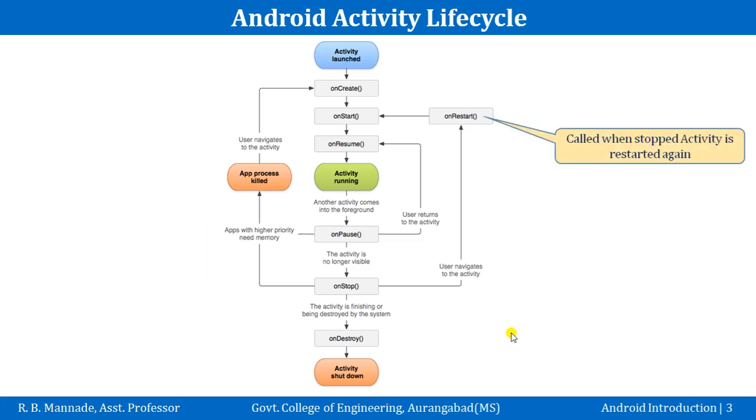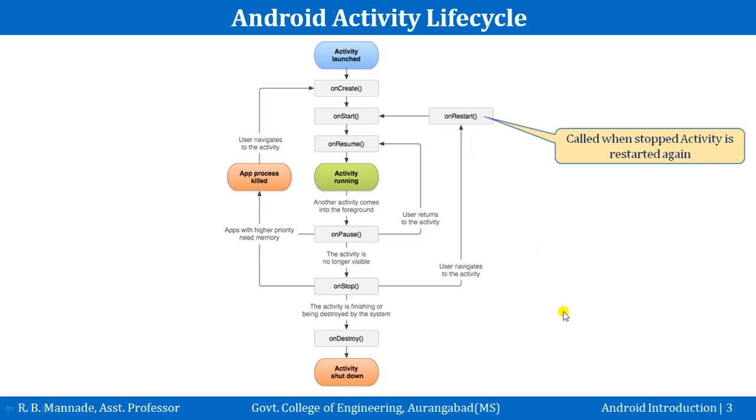Okay, now the on restart function. So this on restart function is called when the stopped activity, or the activity which has been sent to the background, has been restarted again. But in this particular case, it is required that your application should have at least 2 activities, right? If your application contains only one activity, then this on restart function is never called.